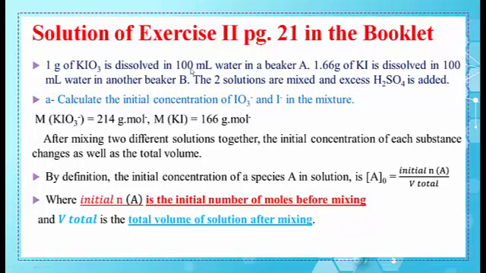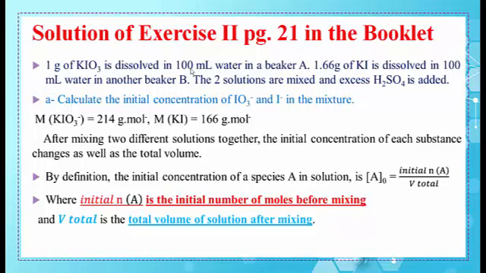First, calculate the initial concentration of IO3- and I- in the mixture, given that the molar mass of KIO3 is 214 gram per mole and the molar mass of KI is 166 gram per mole. After mixing two different solutions together, the initial concentration of each substance changes as well as the total volume. Since the total volume changes, then the concentration of the solution changes.